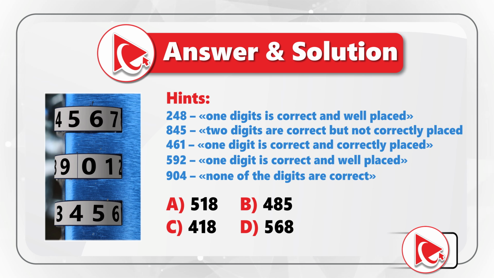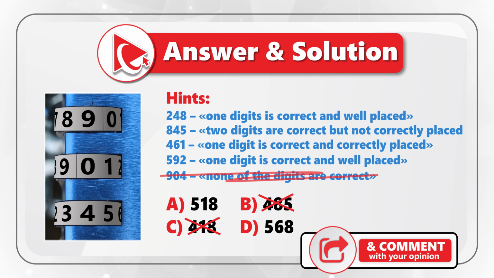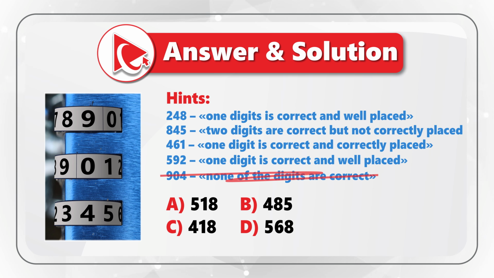Once we've learned that in combination 904 none of the digits are correct, we can eliminate two possible answers. We can eliminate both choices B and C because both of them have digit 4, which is an incorrect digit. Let's continue elimination to get to the correct answer.